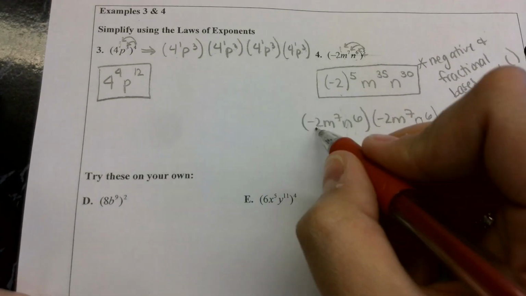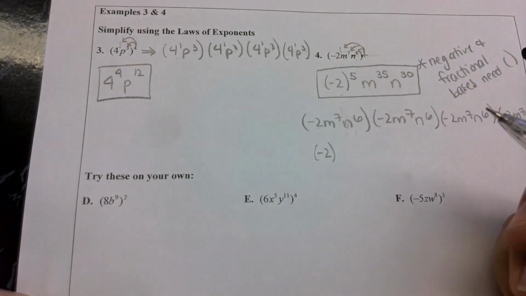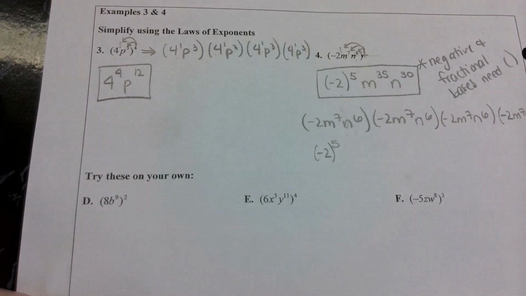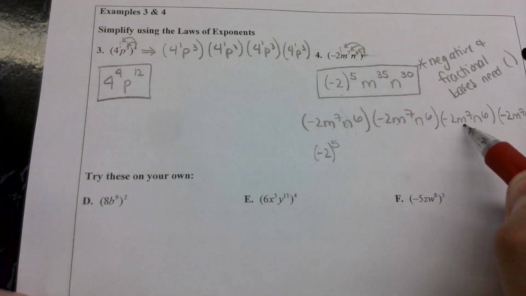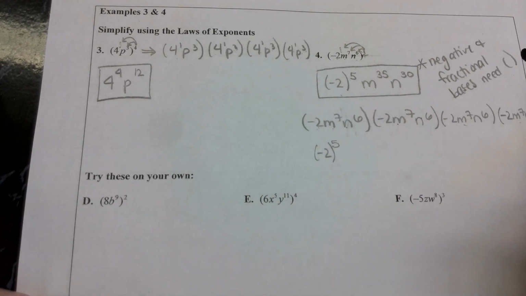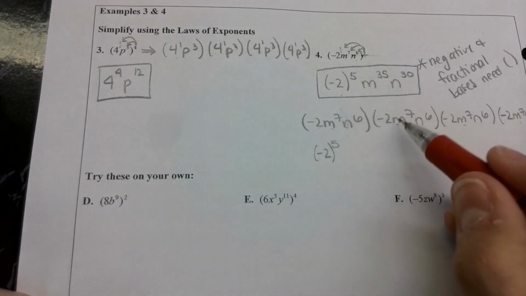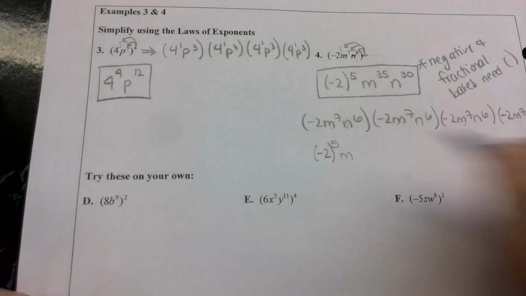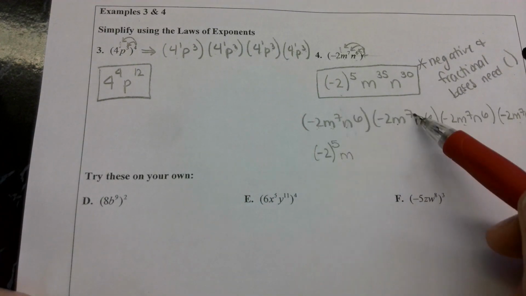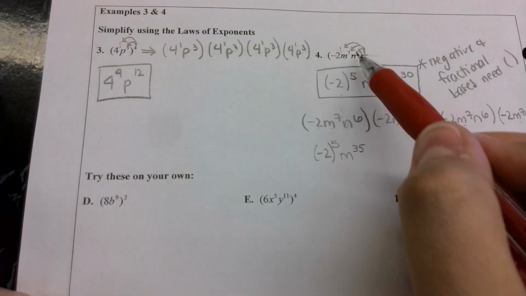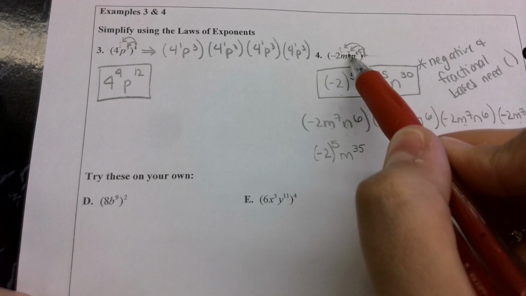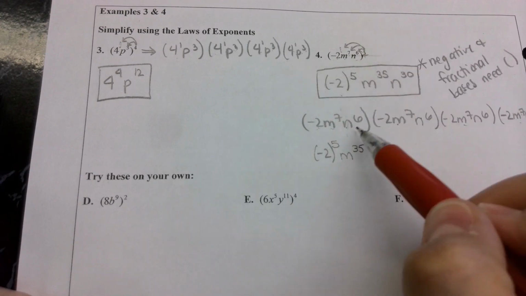So because it's a negative base, we have to put it in parentheses. It's being multiplied by itself 5 times, so that's -2 to the 5th in parentheses. Then I have m to the 7th times n to the 6th times m to the 7th times n to the 6th times m to the 7th, right? When I'm multiplying the same bases, I keep my base and I add my exponents. 7 plus 7 is 14, plus 7 is 21, plus 7 is 28, plus 7 is 35. Don't you get 35 when you multiply 5 times 7? Yeah. And then I have n to the 6th.